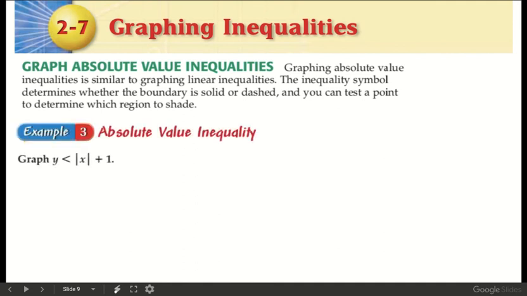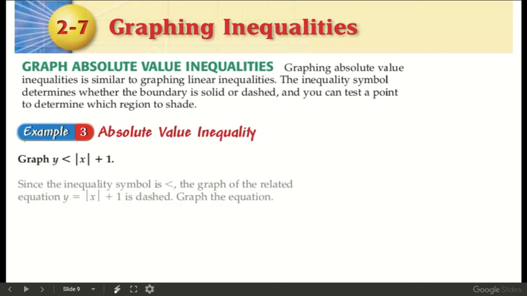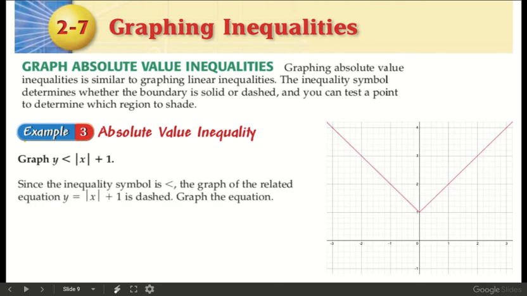Here is an inequality involving an absolute value: y is less than the absolute value of x plus 1. Since the inequality symbol is a less than symbol, it is going to have to end up being a dashed graph. The graph is related to this equation here, y equals the absolute value of x plus 1. Remember, absolute values make that V shape. It does get shifted up 1, right? You can use Desmos to help you verify these in case you need some extra help. So this would be our graph of this equation here.